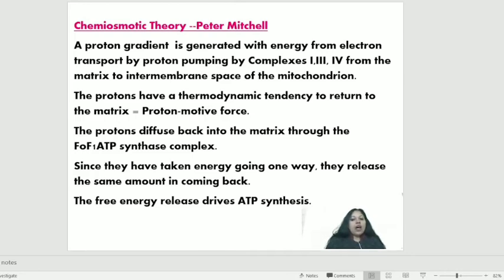How? If you remember, in the last video I told you that one proton equals some amount of free energy. So pushing protons from lower concentration to higher concentration takes energy. The coming back of protons from higher concentration to lower concentration releases that much free energy, and that drives the synthesis of ATP. This is very clear. Now the thing which is unclear is how to prove his hypothesis.